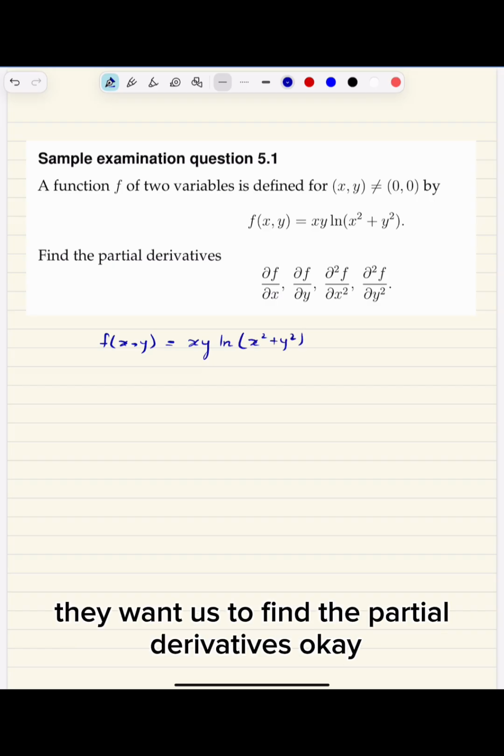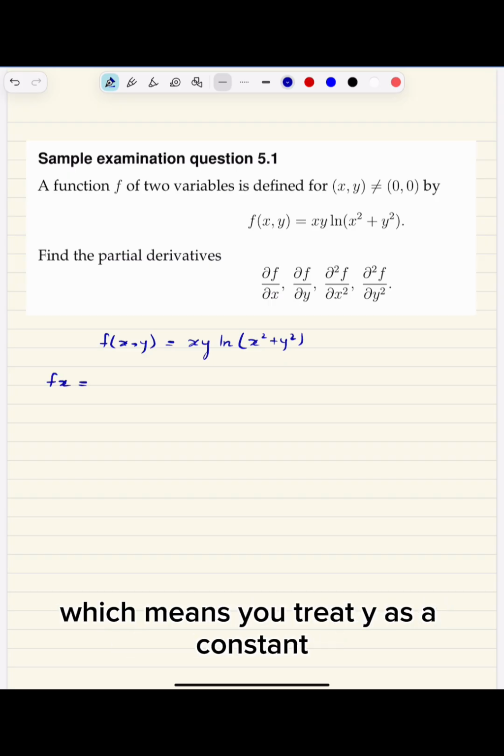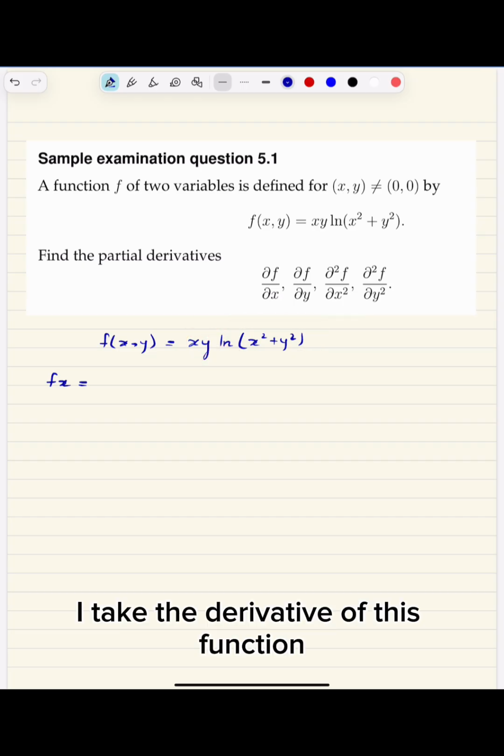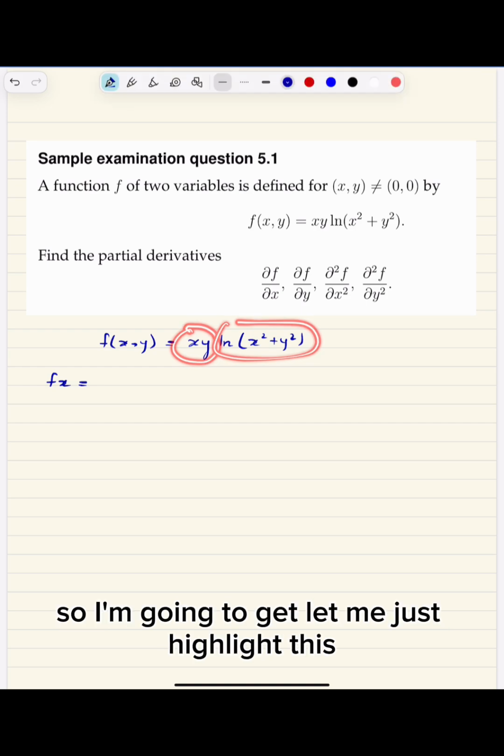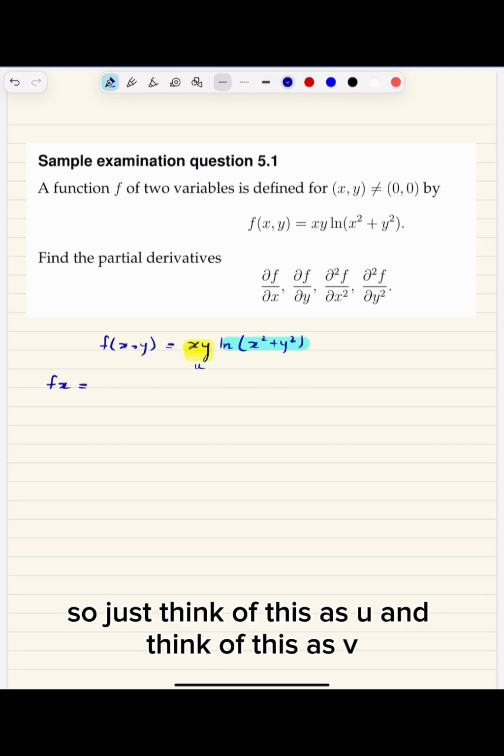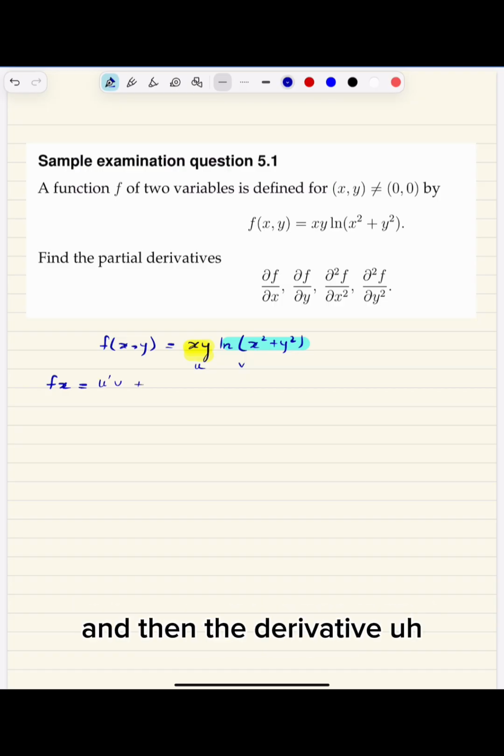They want us to find the partial derivatives. First, we want to find the derivative of f with respect to x, which means you treat y as a constant. We have a product of two functions. First I take the derivative of this function and keep the other one as it is. Think of this as u and this as v. I want the derivative of u with v as it is, and then the derivative of v with u as it is.